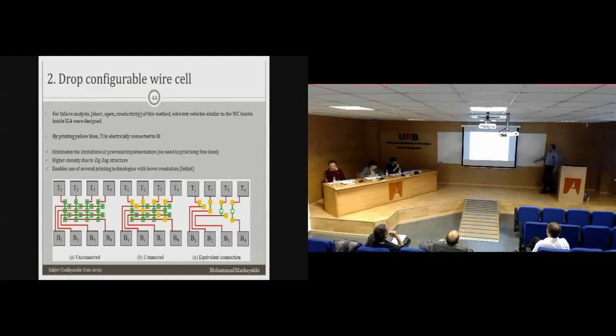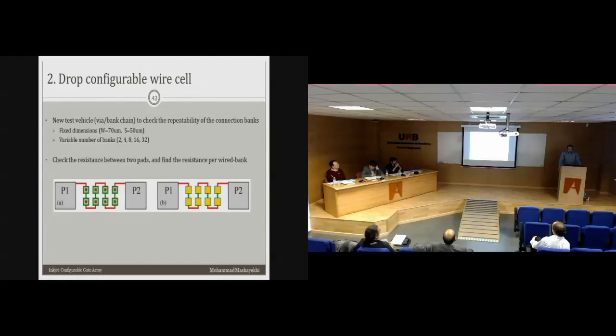And due to its zigzag nature, we can improve the circuit density in the wire cell. And also it enables the use of several printing technologies with lower resolution, like inkjet. Before, by inkjet, we were not able to print very fine, long lines. But now, because we only need to leave some drops, inkjet is also suitable for this.